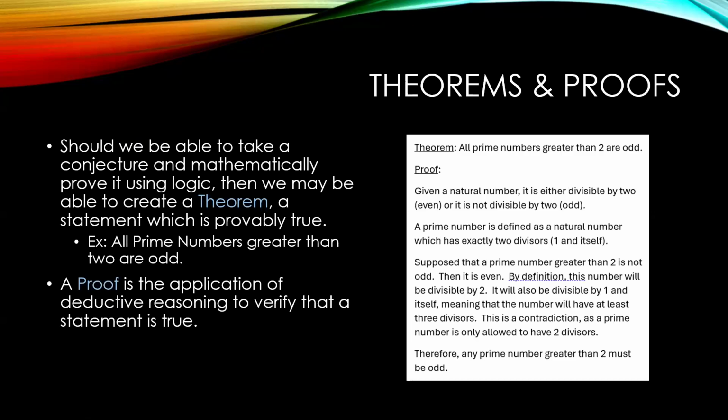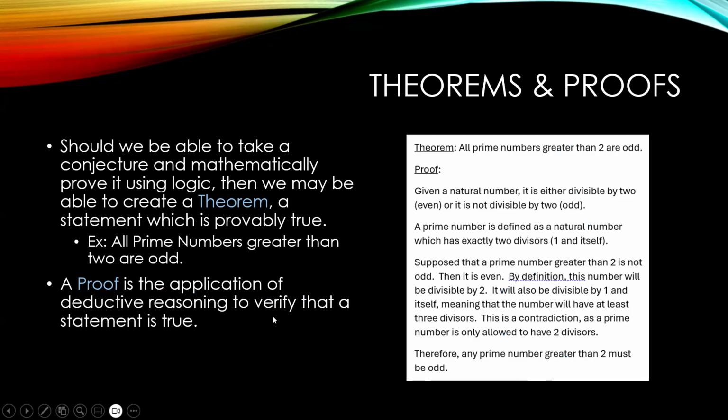Should we be able to take a conjecture and mathematically prove it using logic, then we may be able to create a theorem, a statement which is provably true. As an example, all primes greater than 2 are odd. In this case, we're dealing with numbers which are strictly greater than 2, and we can look at the definitions of what it means to be a prime number. What does it mean to be odd? It turns out that any number which is odd is not going to be divisible by 2. So all prime numbers greater than 2 are never going to be divisible by 2, so that means they must be odd.